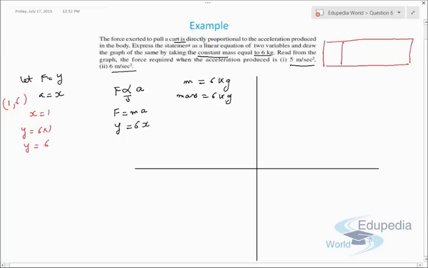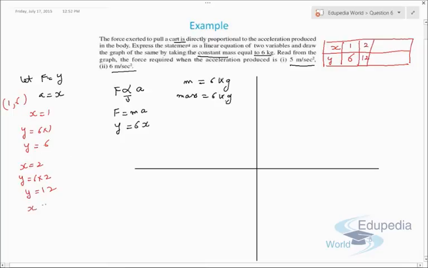We need to put in the values of x and y. The value of x is 1 and y is 6. Again put the value of x as 2. We get y as 6 into 2, which is 12. So x is 2 and y is 12.